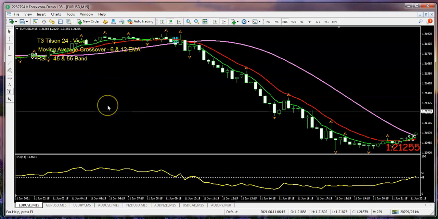But this is when the big talk of U.S. inflation began to really cause some trouble for the euro and the U.S. dollar. Trouble in the fact that the U.S. dollar took off to the north.